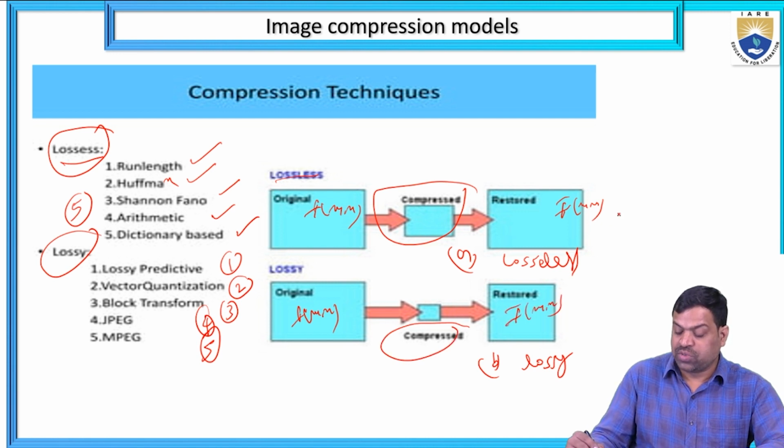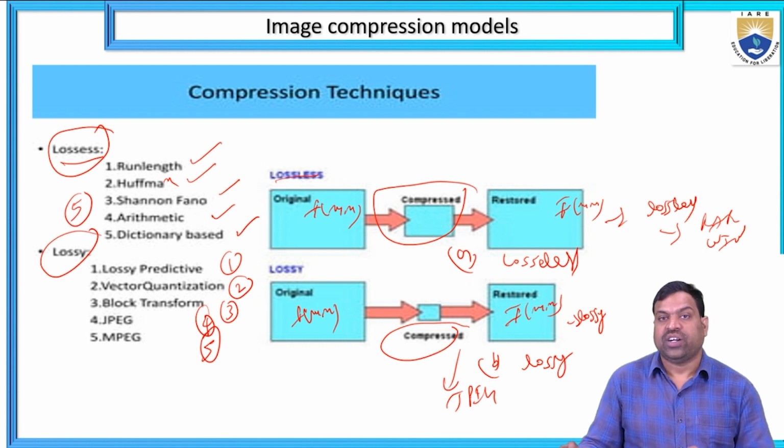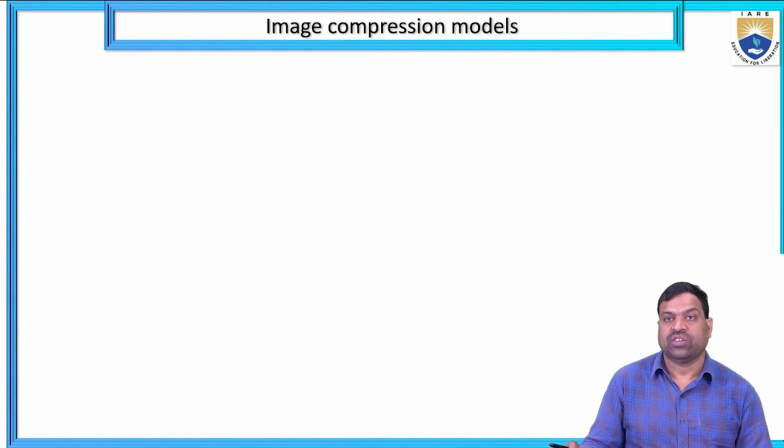So what is the difference between lossless and lossy? The best example of lossy is JPEG. For lossless, it is RAR files or WIN files or whatever. So lossless and lossy are the two image compression techniques. In lossy, 5 types are there. In lossless, 5 types are there.